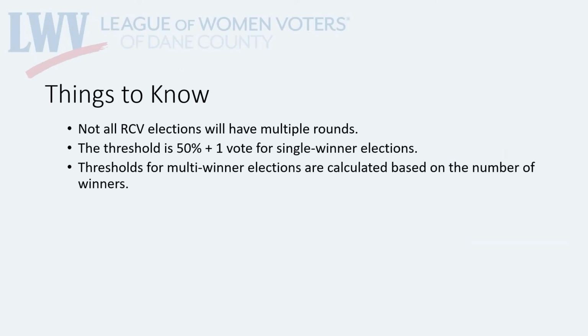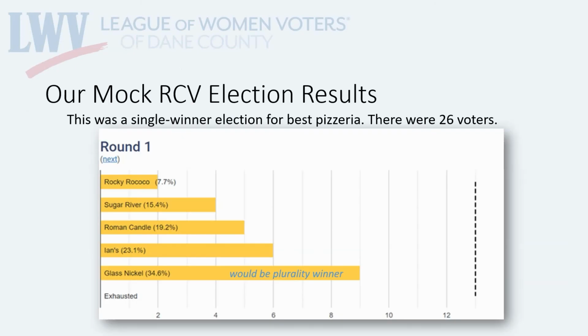Additional things to know include that not all ranked choice voting elections will have multiple rounds. It is possible for a candidate to receive the majority of the votes in the first round and therefore be declared the winner in the first round. The 50% plus 1 vote threshold applies to single winner elections. The thresholds for multi-winner elections vary based on the number of winners. We will be focusing today's analysis on single winner elections, but we'll make a few notes about multi-winner elections here and there.